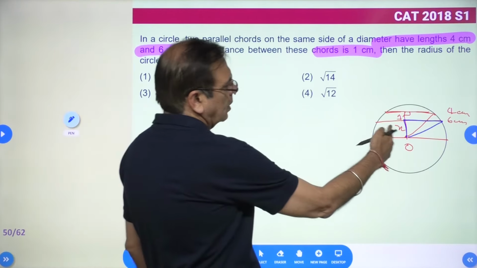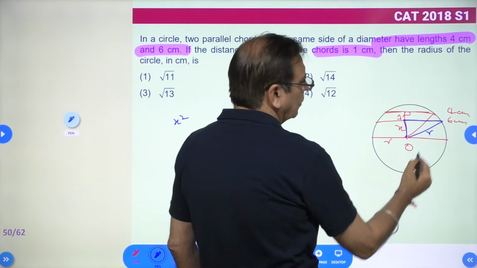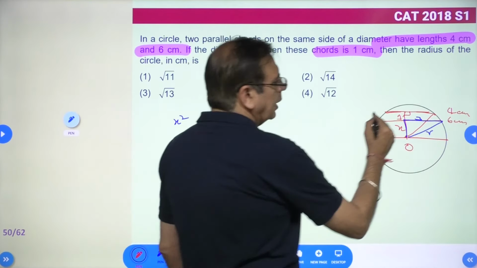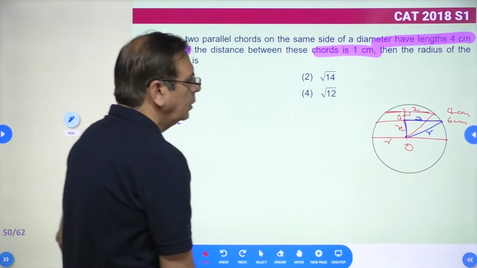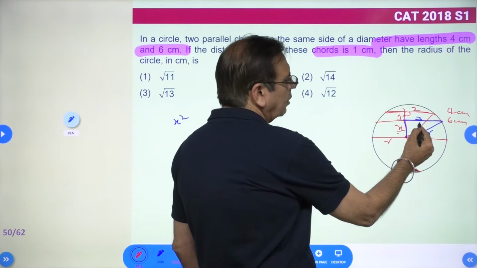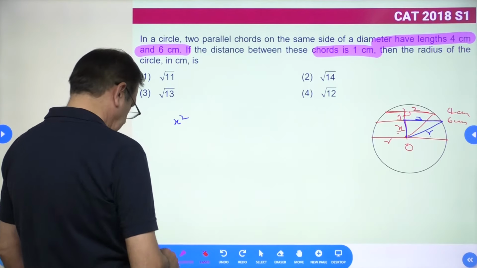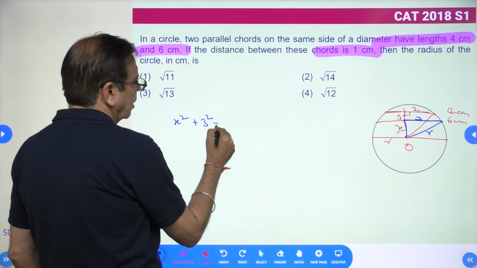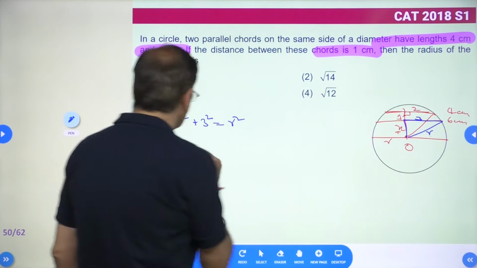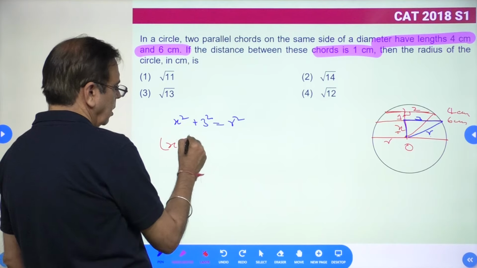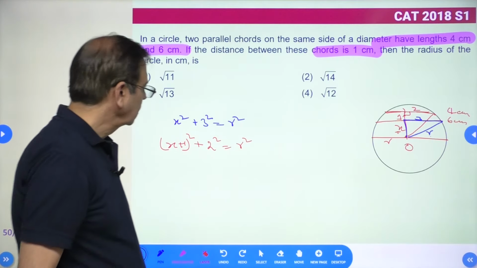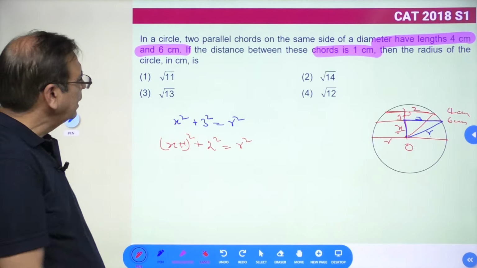So what can I say? Please look at this one. x square plus this is r. Now if the length of this chord is 6, so this side will be 3. Similarly, if the length of the outer chord is 4, this side will be 2. So what do we have out here? That means I can say x square plus 3 square equal to r square. Similarly, what can I say about the other one? x plus 1 whole square plus 2 square is equal to r square. Isn't it? You can easily solve.